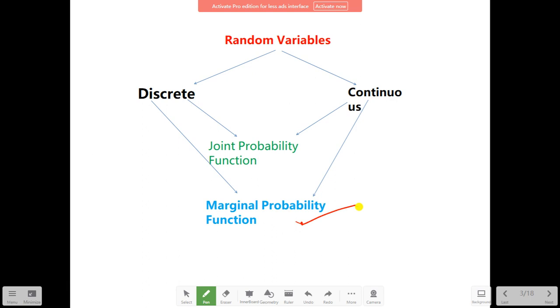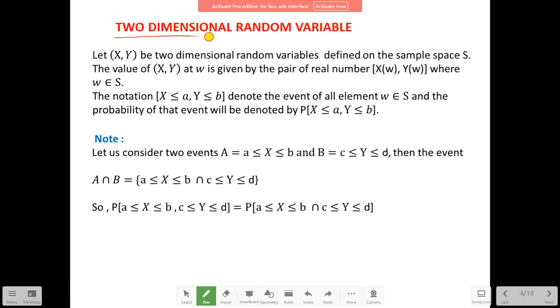So first, a two-dimensional random variable: let X and Y be two-dimensional random variables defined on the sample space S. The value of (X, Y) at w is given by the pair of real numbers (X(w), Y(w)), where w belongs to sample space S. The notation X ≤ a, Y ≤ b denotes the event of all elements w belonging to the sample space S, and the probability of that event will be denoted by probability of X ≤ a, Y ≤ b.